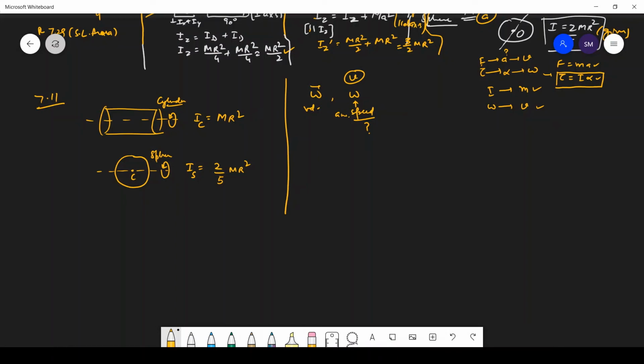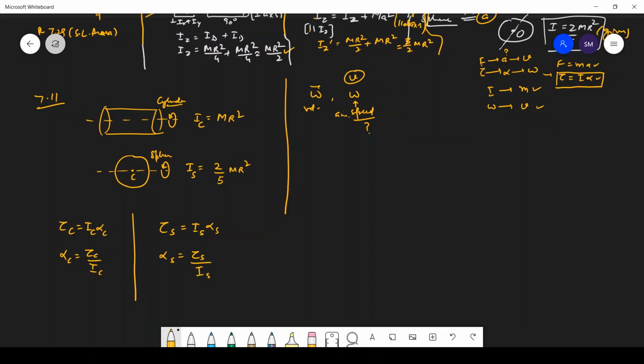for both the cases, and the more the alpha, the more will be the angular velocity. In the first case, tau for the cylinder is equal to I for the cylinder and alpha for the cylinder, and for the sphere, tau for the sphere is equal to I for the sphere and alpha for the sphere. So we have to find the alpha. Alpha for the cylinder is equal to tau divided by IC, and alpha for the sphere will be equal to the torque acting on it divided by IS.